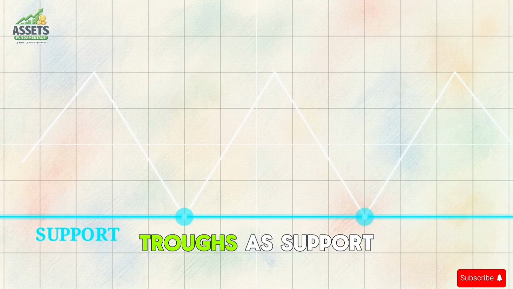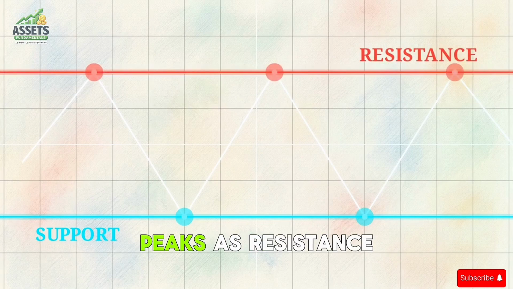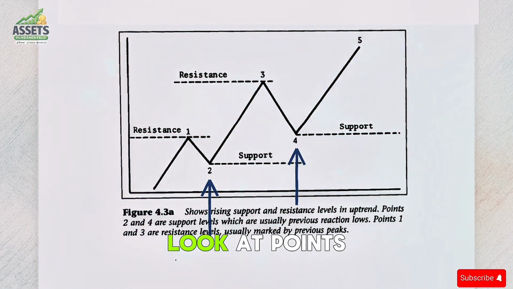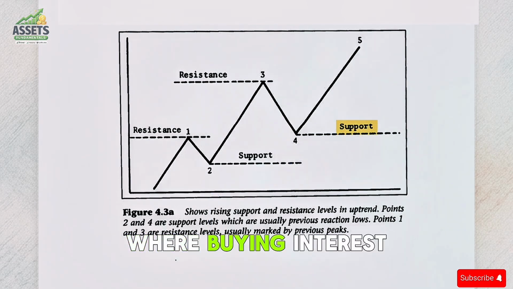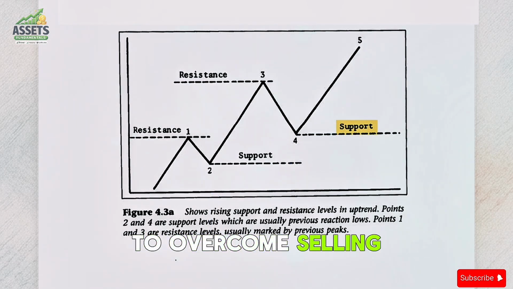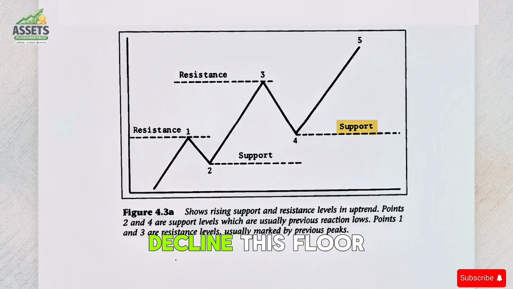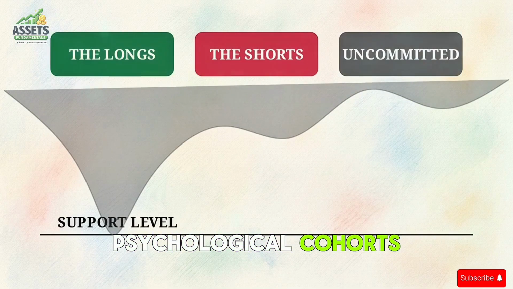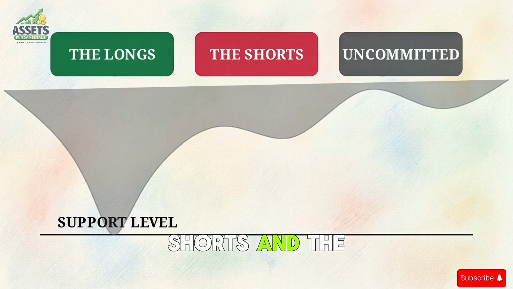Shifting our focus from the direction of these zigzags to the horizontal barriers they create allows us to define the bottom troughs as support and the upper peaks as resistance. This chart shows a rising support level. Look at points 2 and 4. A support level is a localized zone where buying interest is strong enough to overcome selling pressure, halting a price decline. This floor holds because of the behavior of three psychological cohorts: the longs, the shorts, and the uncommitted.